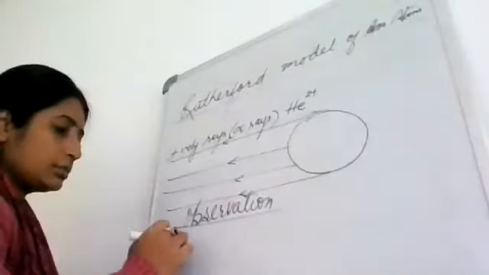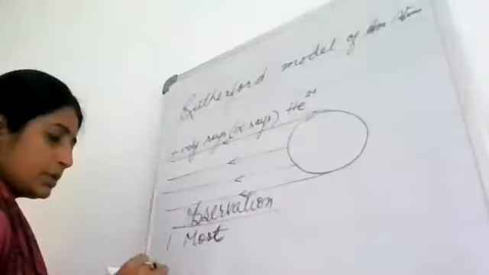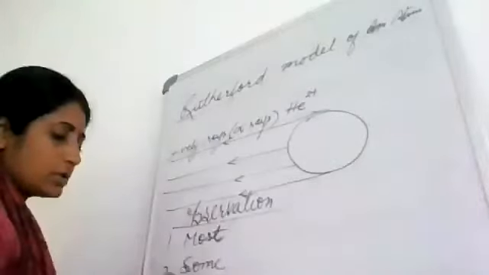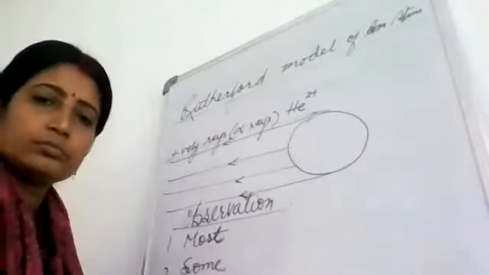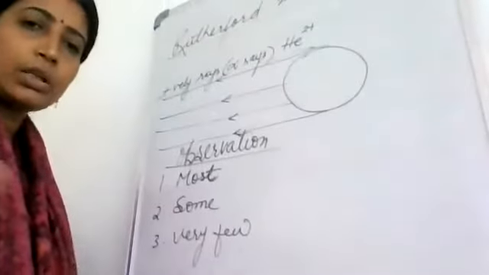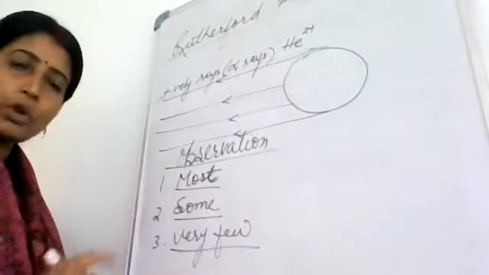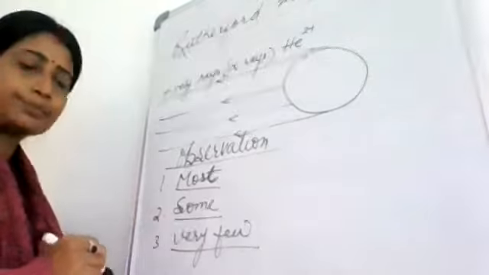ऑब्जर्वेशन में आपको 3 वर्ड का ध्यान रखना है. फर्स्ट है मोस्ट, सेकंड है सम, एंड थर्ड वन इज वेरी फ्यू. What are the 3 words? Most, some, and very few. You have to remember these words, then only you will be able to answer the question.